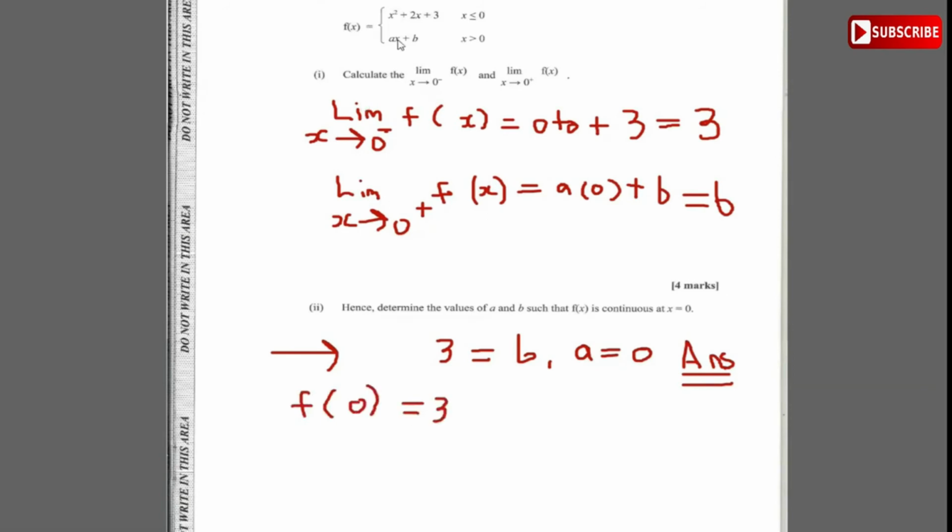And then the limit from the left must equal the limit from the right. Limit from the left is 3. And so that's telling us that 3 must equal the limit from the right. And the limit from the right is a times 0, which is 0, plus b. So b must equal 3. And if b equals 3, then a must be 0. A has to be 0. A can't be any other value. In order for it to be continuous, a must be 0.